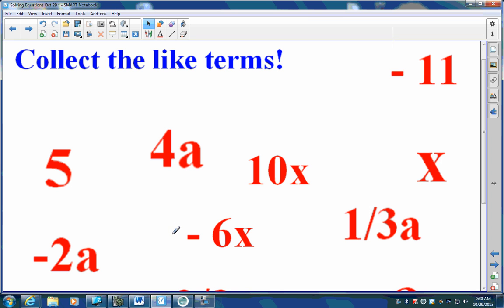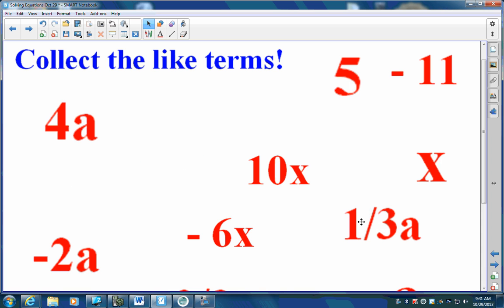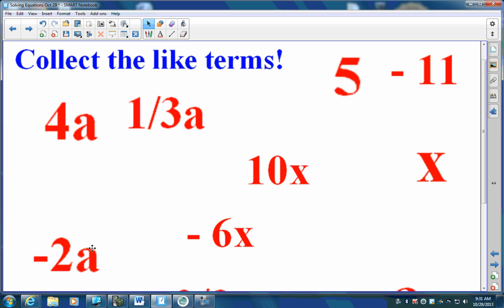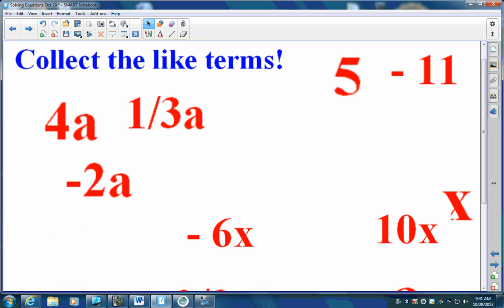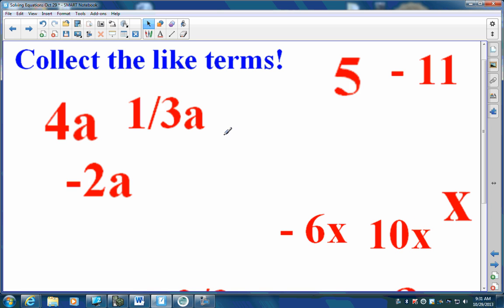When you collect the like terms, you're putting together the things that are alike. So I would put the 5 with the negative 11. There are none that just have numbers anywhere else. I'd put the A's together, and then I'd put the X's together. That's what I mean by combining like terms. Each one of these things is a term. Like terms mean that they're the same. They have similar properties.